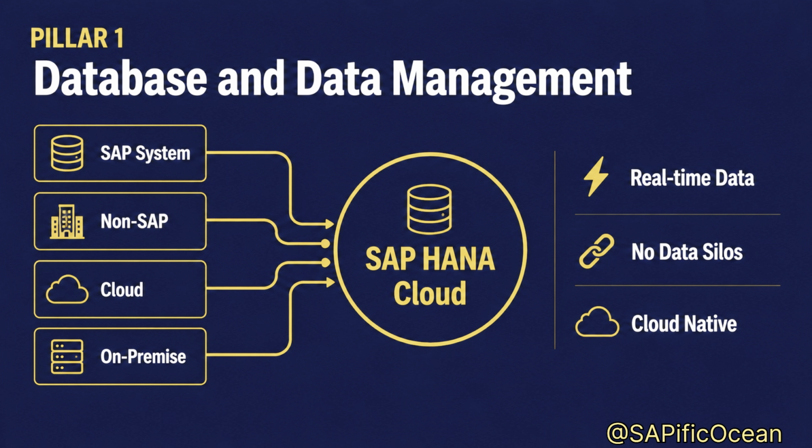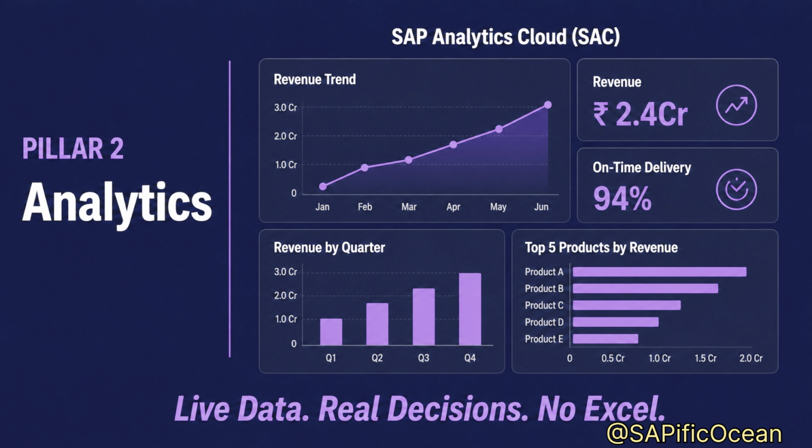Pillar 2, Analytics. Once your data is in one place, you need to make sense of it. SAP Analytics Cloud, SAC, lives in this pillar. It gives business users the ability to build dashboards, run reports, create forecasts, and make data-driven decisions without needing IT support for every single report. A CFO can build a live cash flow dashboard that pulls directly from S/4HANA. No Excel, no delays, real numbers right now.